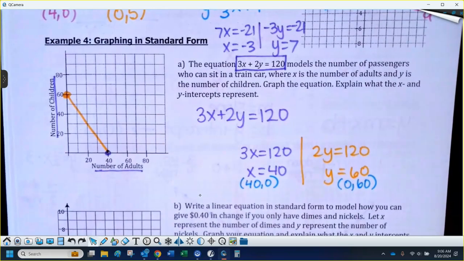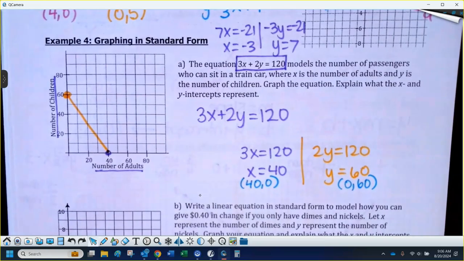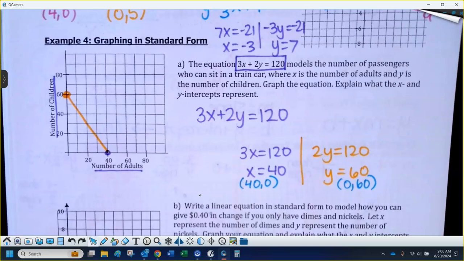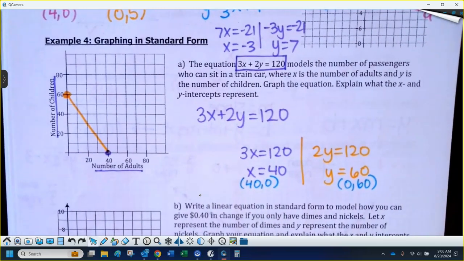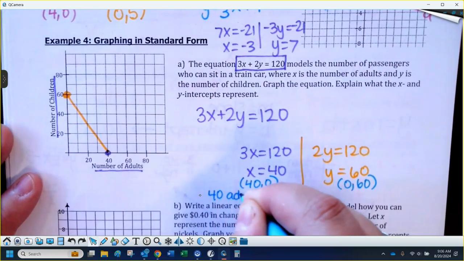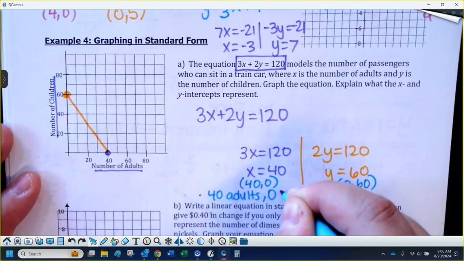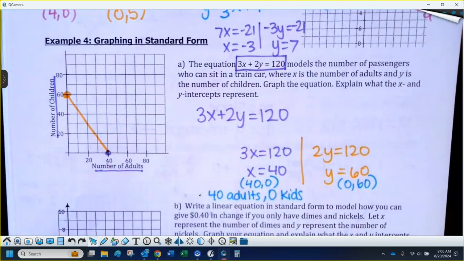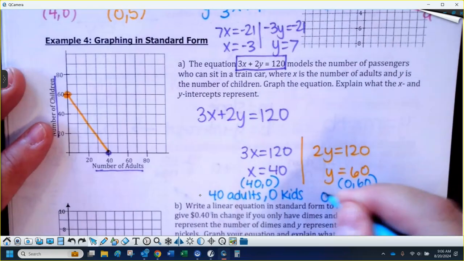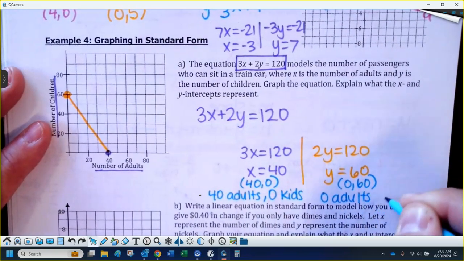If I actually wrote the coordinates of the point there, it says explain what they represent. What do the intercepts represent? So if I'm looking at the x-intercept, can you tell me what the point (40, 0) means in terms of the problem? When there's 40 adults in the class and... Exactly. All right, so this just means 40 adults, 0 kids. I'm not writing out the word children. I'm lazy. Okay, what does the y-intercept mean then? When there's no adults, right? And 60 kids. Perfect.